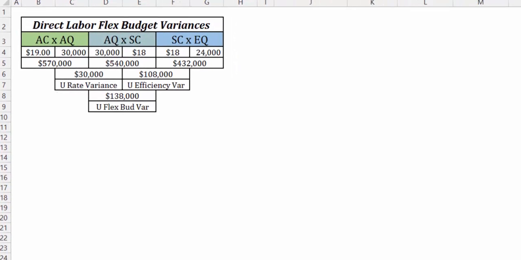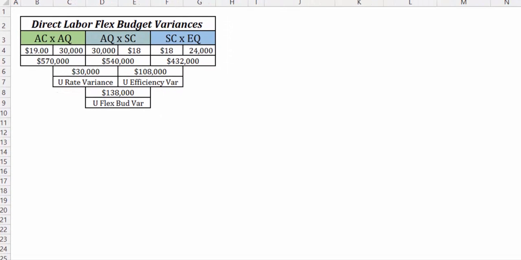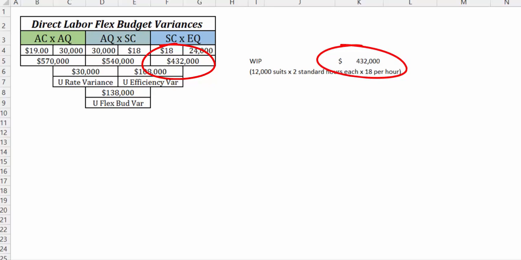The first row of the first journal entry that we need to do is to put the direct labor into work in process. And we did 12,000 suits times 2 hours each times $18 per hour. So we're going to debit WIP for $432,000. Remember, everything flowing through inventory has to be at standard cost.